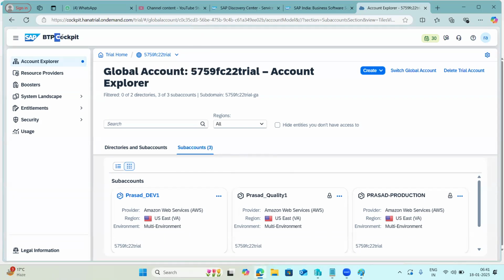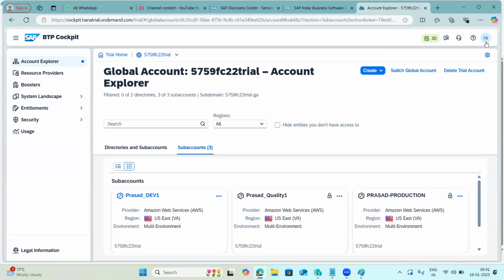So this is the web-based access, the global BTP cockpit. Using the BTP cockpit, we can manage our global accounts and sub accounts, resources, applications, everything. The BTP cockpit is the central point of access to all the resources, entitlements, accounts, directories, everything.